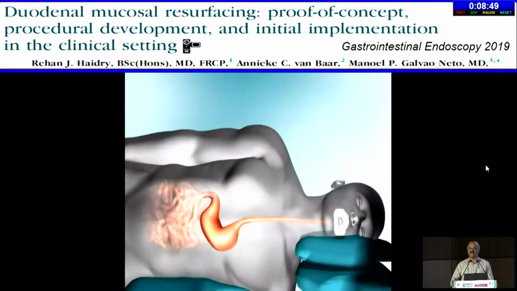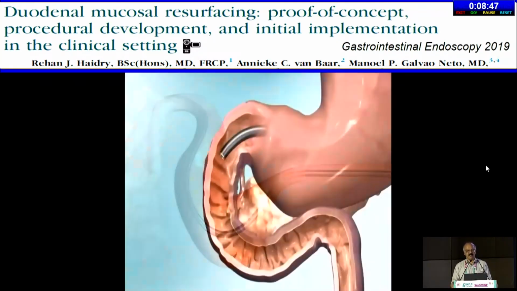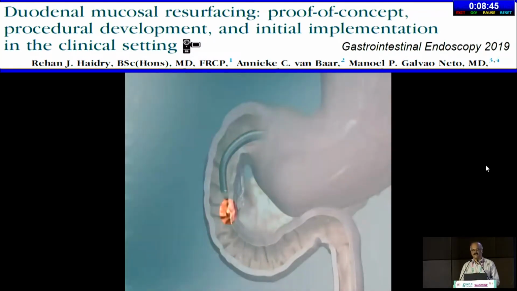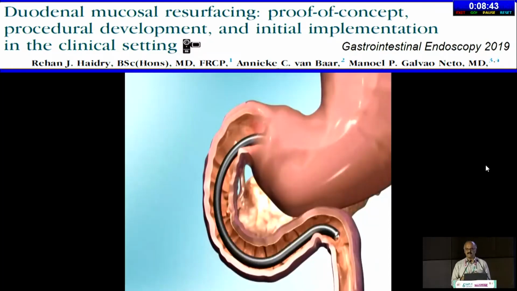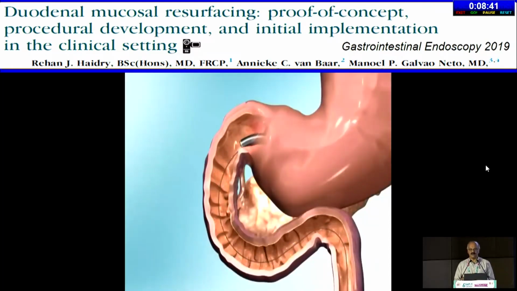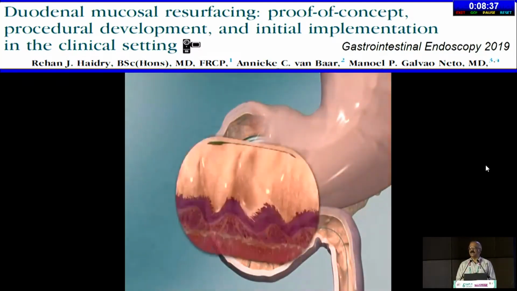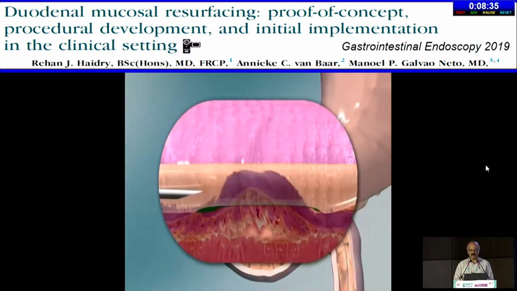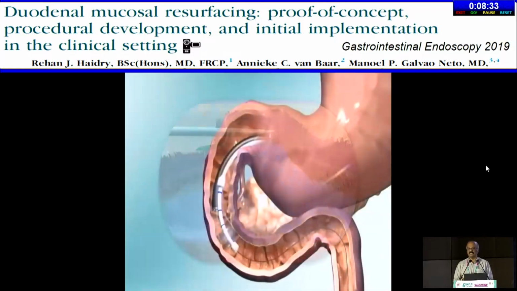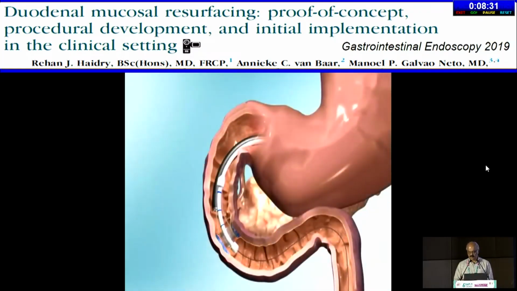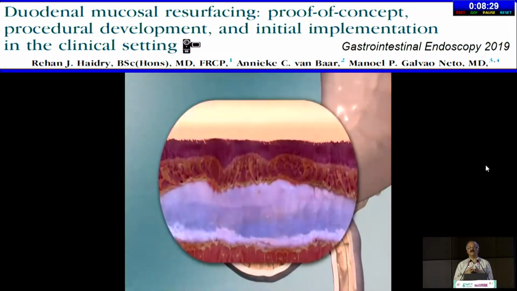So based on this, can we do something more permanently? And this is where DMR, duodenal mucosal resurfacing, came. This was a concept which actually came from a cardiologist, where they started using hydrothermal therapy to burn the duodenal mucosa after raising the submucosa so that it's safe. And then you see what response happens.